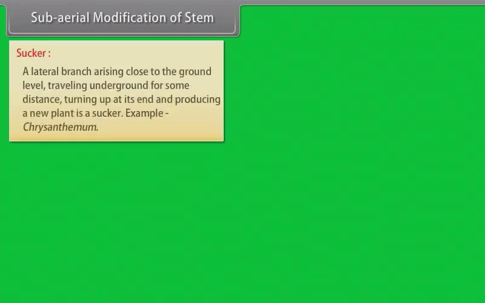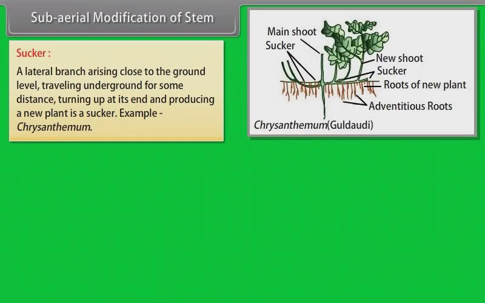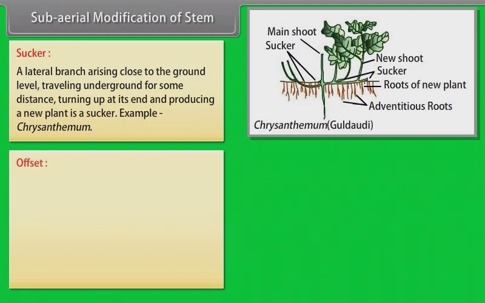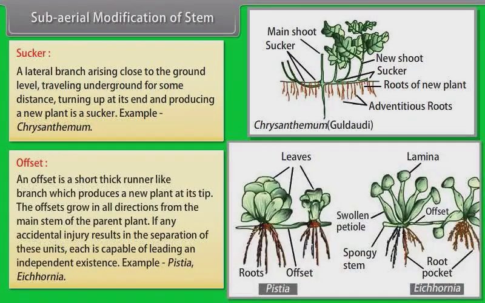Sucker. A lateral branch arising close to the ground level, traveling underground for some distance, turning up at its end, and producing a new plant is a sucker. Example: chrysanthemum. Offset. An offset is a short, thick runner-like branch which produces a new plant at its tip.